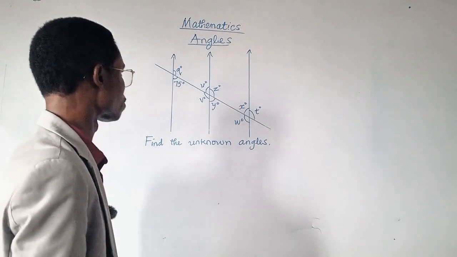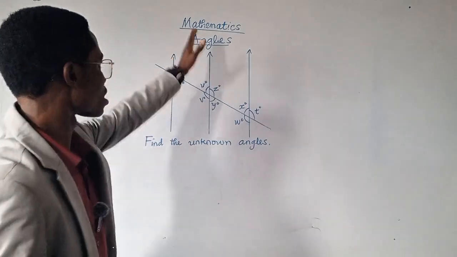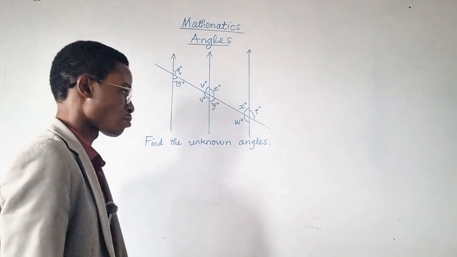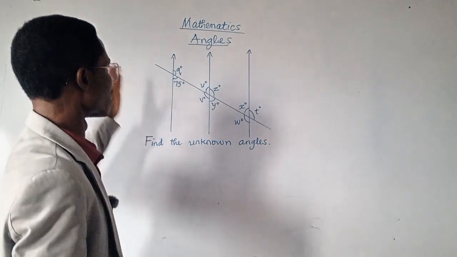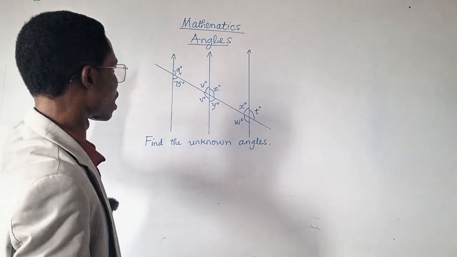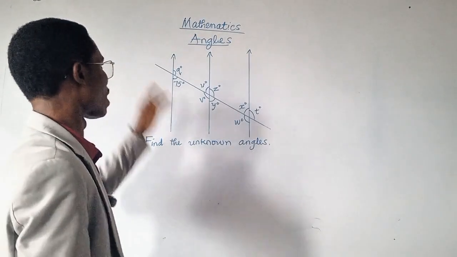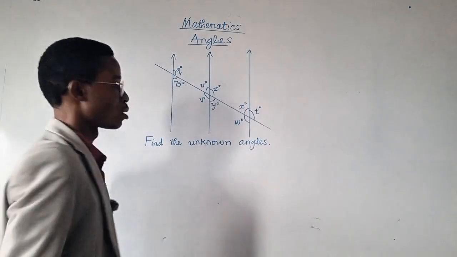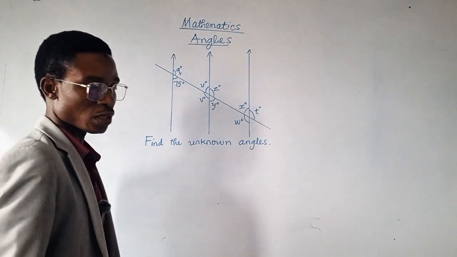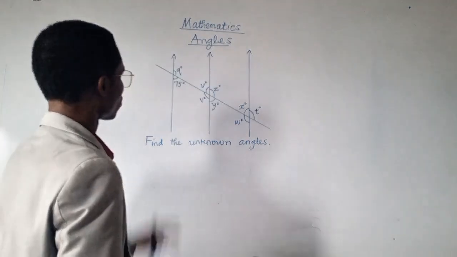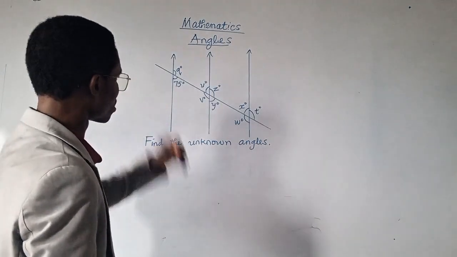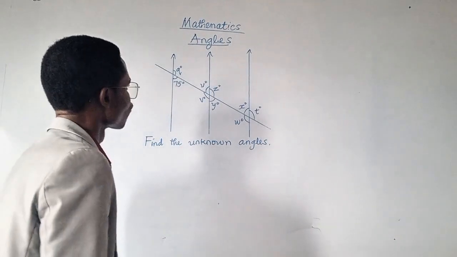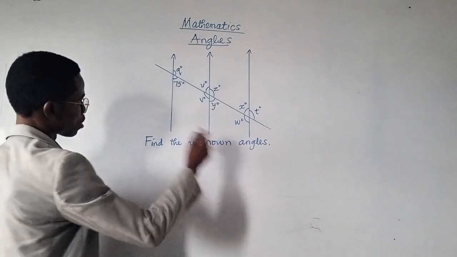Okay, let's begin. First of all, I want you to know that these are three parallel lines, which is being cut by a transversal. This line is what we call the transversal. Now, let's see how it goes. First of all, let's find Q.